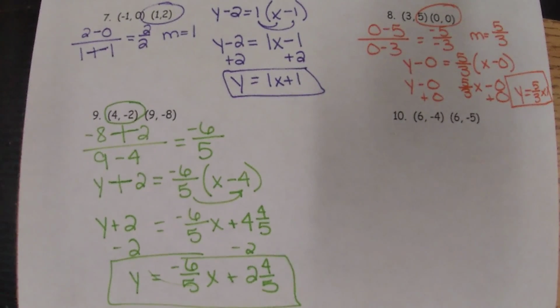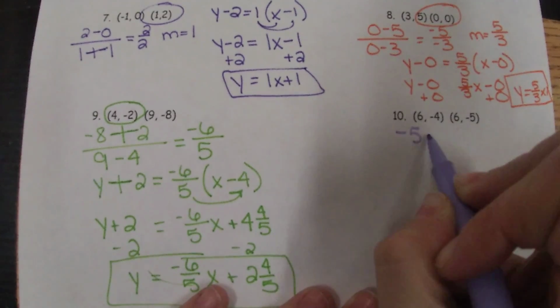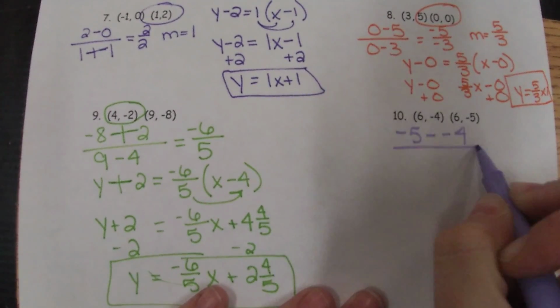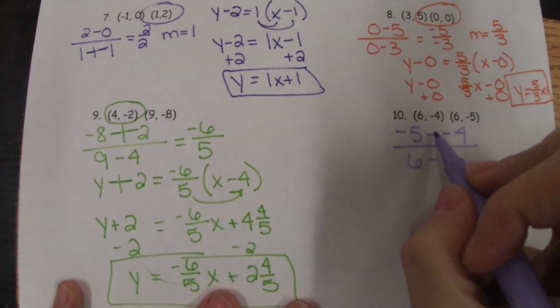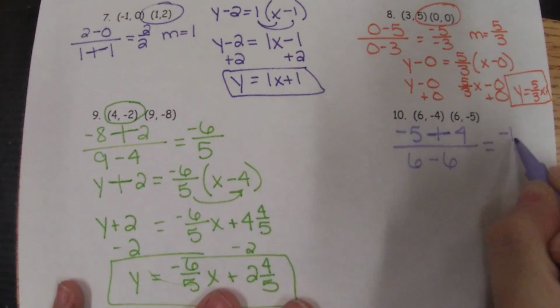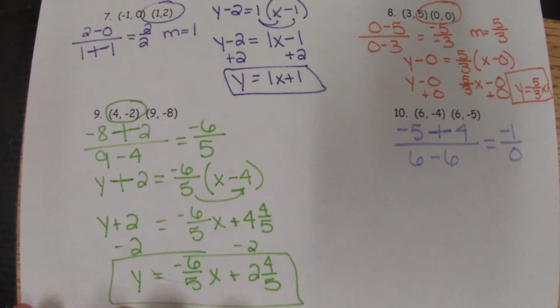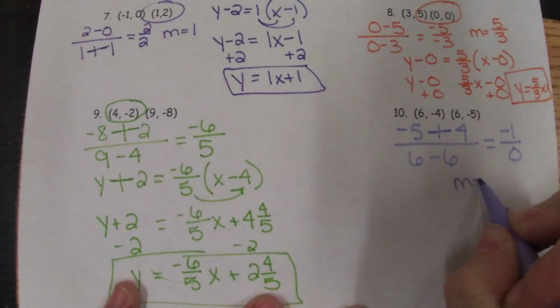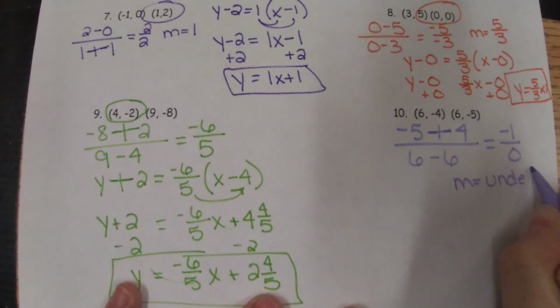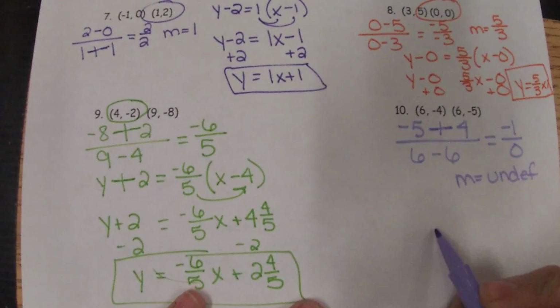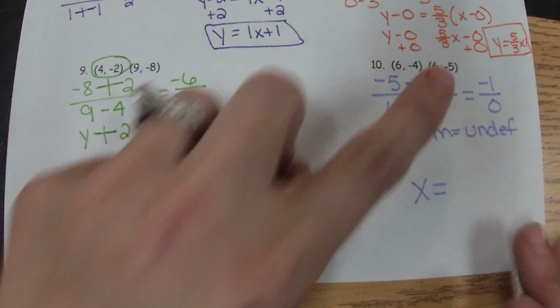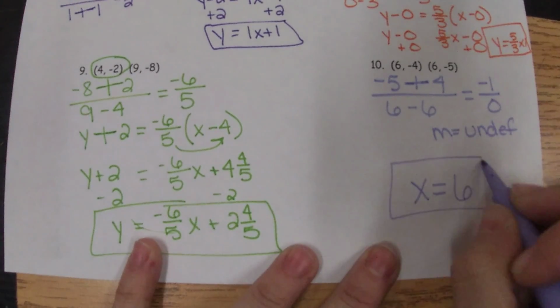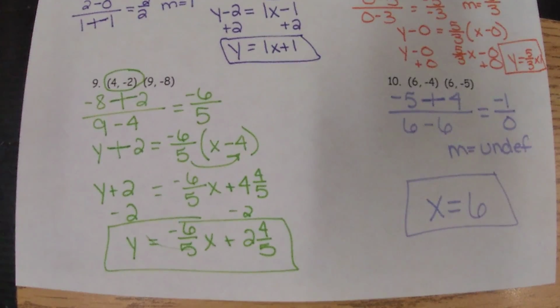Number 10, slope first, so negative 5 minus negative 4 over 6 minus 6. On top we'll have negative 1. On the bottom we'll have 0. So remember, when we get 0 on the denominator, this tells us that our slope is undefined. And as soon as we know that our slope is undefined, everything else stops. We are putting x equals, and our x value in this problem is 6. So we should have x equals 6.